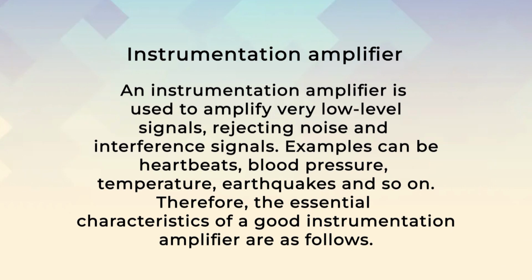An instrumentation amplifier is used to amplify very low signals, rejecting noise and interference signals. Examples are heartbeats, blood pressure, temperature, earthquakes, and so on. Therefore, the essential characteristics of a good instrumentation amplifier are as follows. First one, the input to the instrumentation amplifier will have very low signal energy. Therefore, the instrumentation amplifier should have high gain and should be accurate.